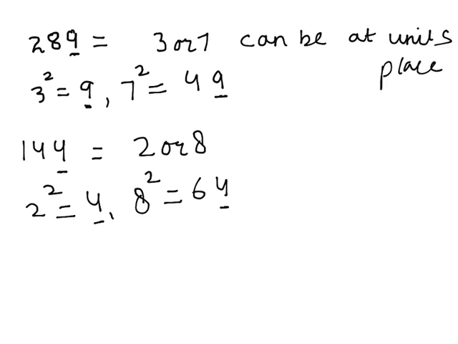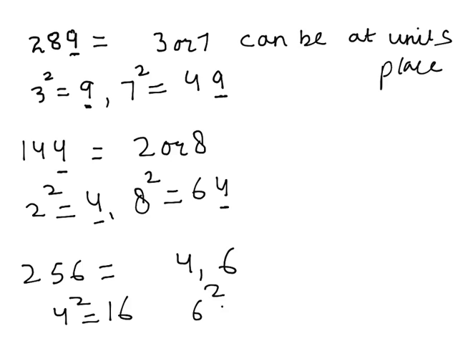Similarly, if we have a number like 256, at the unit place it must have 4 or 6, because 4 square is equal to 16 and 6 square is equal to 36. Both end with 6. So we can guess what can be at the unit place of the number that ends with 9, 4, 6, 1 also. So for 1 we can guess it must have 1 at the unit place.